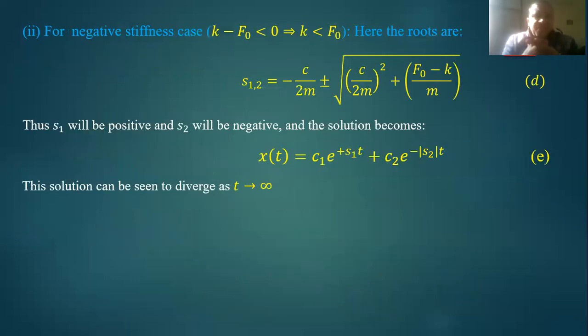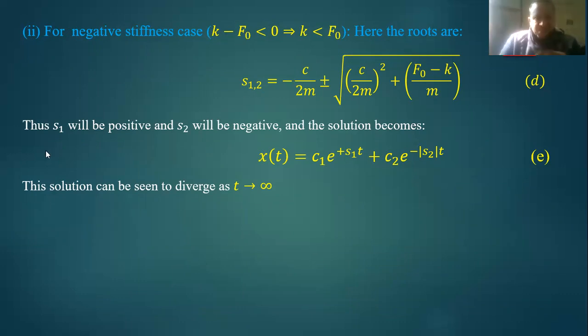For the negative stiffness case, the second case, that means k minus f naught is less than 0, so k is less than f naught. Here the roots are S1, S2, which equal minus c over 2m plus or minus the radical of (c over 2m) squared plus (f naught minus k) over m. So these are the two roots.